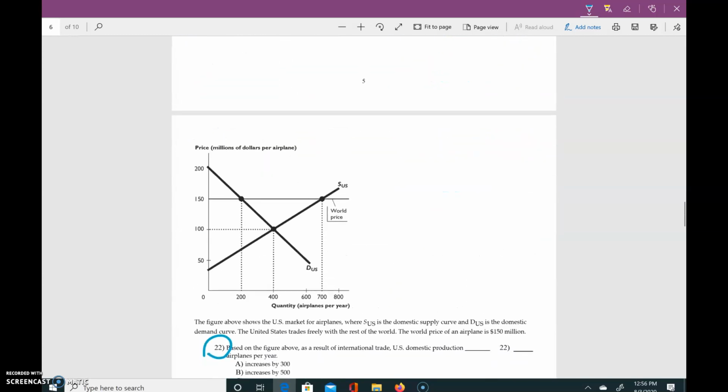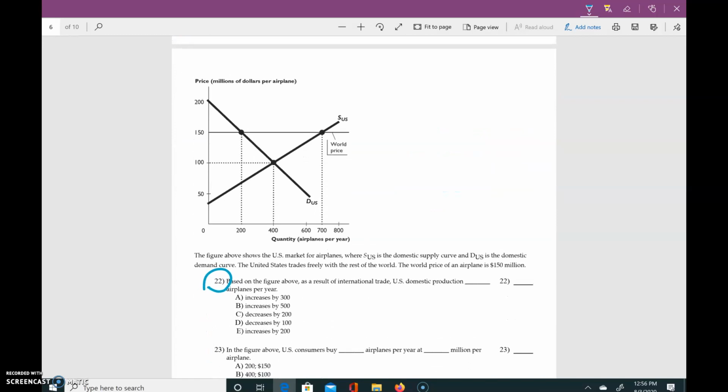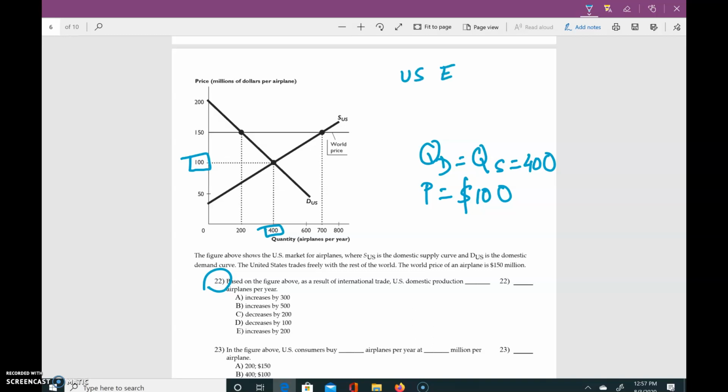Okay. Now let's look at this one here. Quantity demanded equals quantity supplied. This is equal to 400 from the horizontal axis, and the equilibrium price is equal to $100. Now the world price is greater than the US price. As a result, the US is going to export.